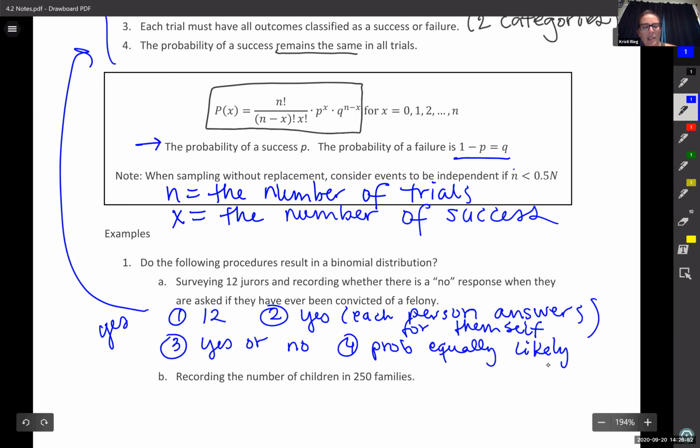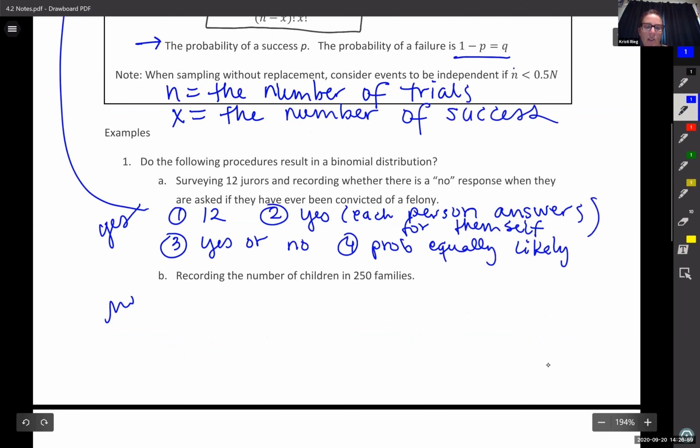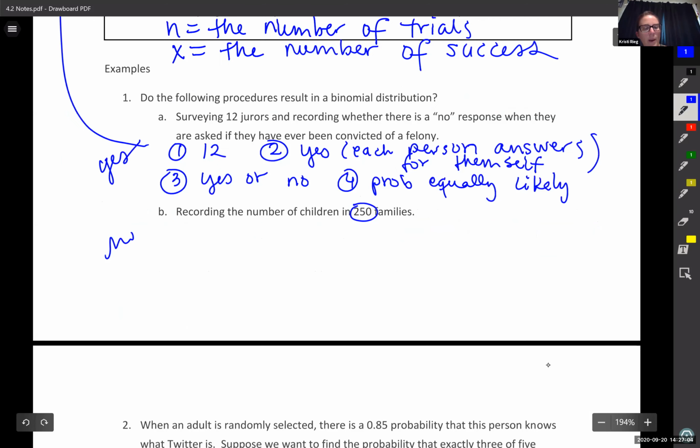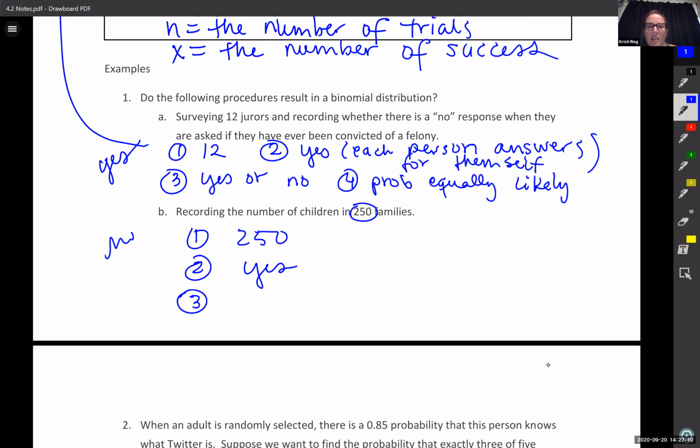I wanted to give you a clear-cut example of where the answer would be no, and that's going to be in B. B is no because we know the number of trials, so that's 250. Each person's answering for themselves, so they're independent. But on the third, each trial must have all outcomes classified as a success or failure. That means there's only two choices. And if you ask how many children are in your family, people don't have only two answers. They have many answers.